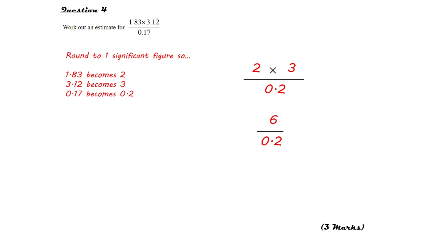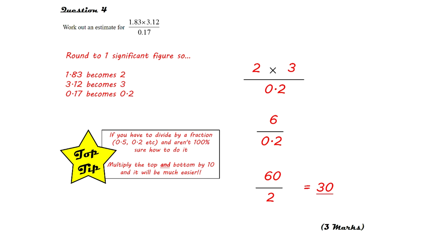Some of you might sit there and think, oh, I know what the answer is, that's pretty easy, I can do that in my head. But there's a nice trick that we can use for this one. What we're going to do is, as long as I do the same to top and bottom, I keep the value of that fraction the same. So to get rid of that horrible looking 0.2, I'm going to multiply the top and the bottom by 10, which makes it 60 divided by 2. Now I know that's a nice easy sum for me to work out, which is 30.